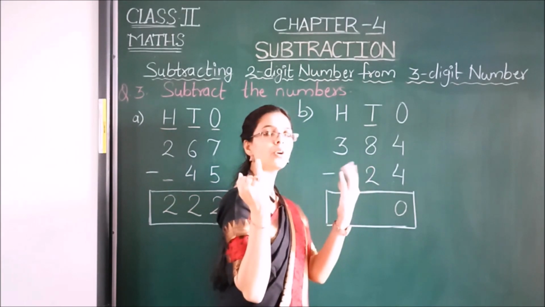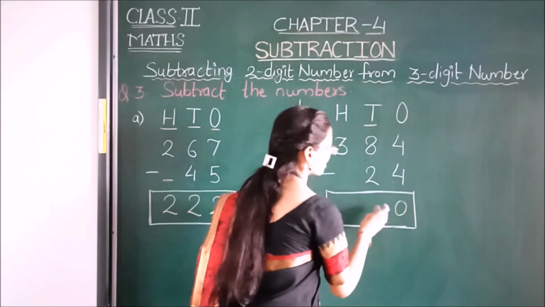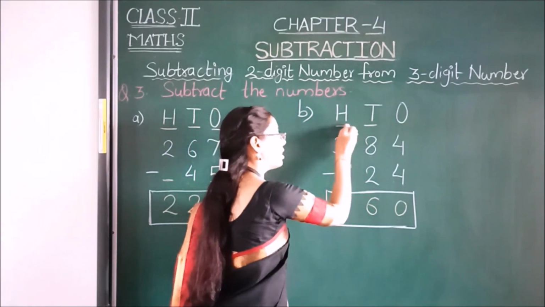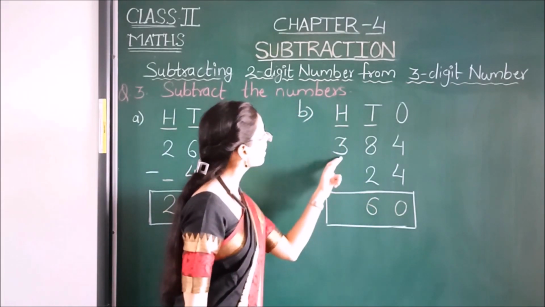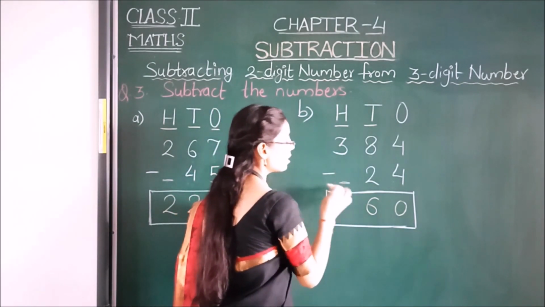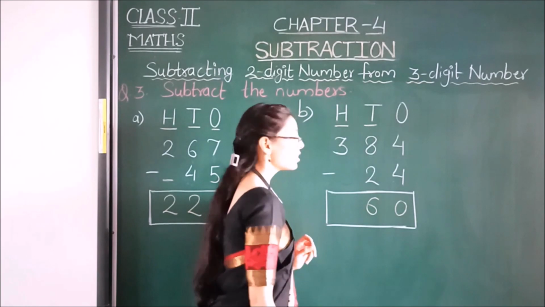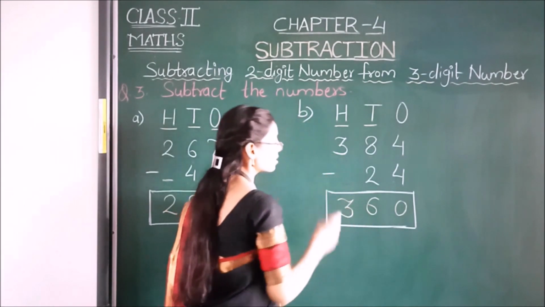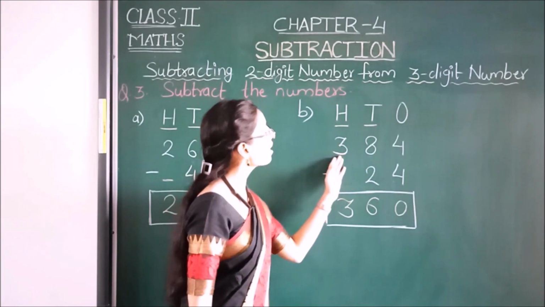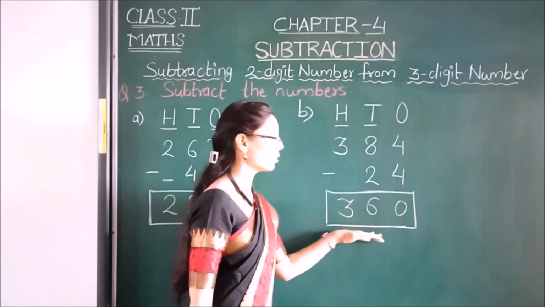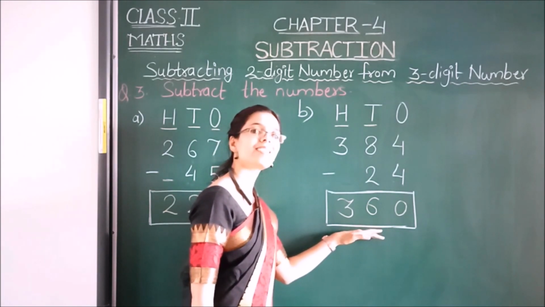How many fingers are... considered as 0. So 3 minus 0 is equal to 3. So our answer is, 384 minus 24 is equal to 360.